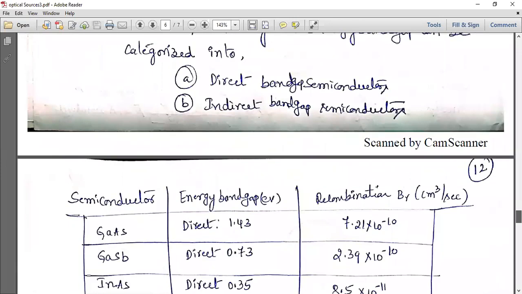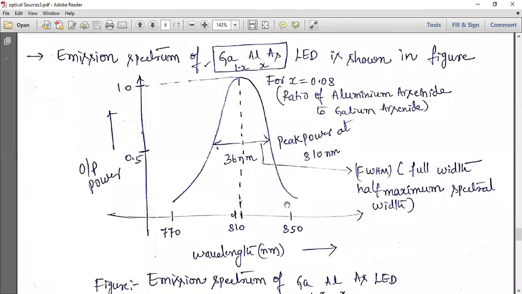Okay, so this is the light beam which is generated, and this band is called the full width at half maximum, the spectral width. This is the light which is generated. If we take it with respect to output power and wavelength, it looks like this. And this you can change with respect to the material taken. One example is gallium aluminum arsenide with x equal to 0.08, that is a mole fraction. He has taken one example and written it down.